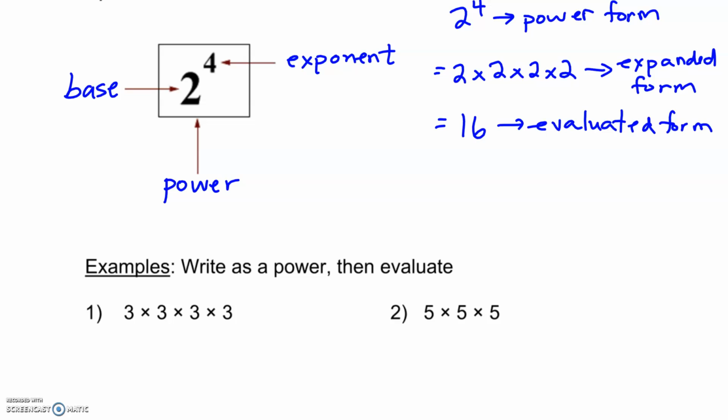So you can see they want us to do 2 things. We have to write as a power, and then we have to evaluate. We know a power looks like what we have up here, 2 to the 4, and evaluate means that we actually get the answer. So we have 3 times 3 times 3 times 3. That means we write base 3, and it's written 4 times, so I have a little 4. So that is as a power, and now we evaluate that.